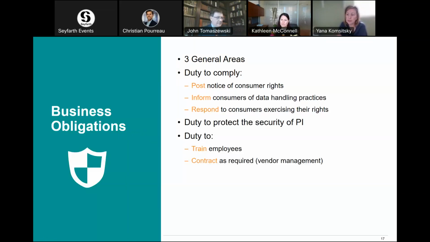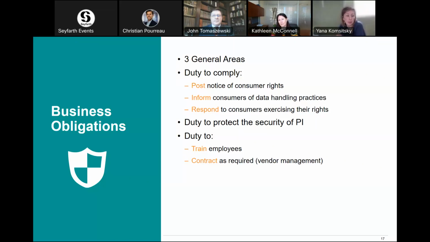So what are the business obligations? We can think of the obligations as comprising three general duties: the duty to comply with notice requirements, informing consumers of data handling practices, again, including employees, and this includes all the categories of PI collected, the purposes, and some of the things we've discussed. And responding to consumer requests, exercising those rights or attempting to exercise those rights. Duty to protect the security of the PI, implementing reasonable security procedures and practices appropriate to the nature of the personal information, to protect the information from unauthorized or illegal access, destruction, use, modification, or disclosure.